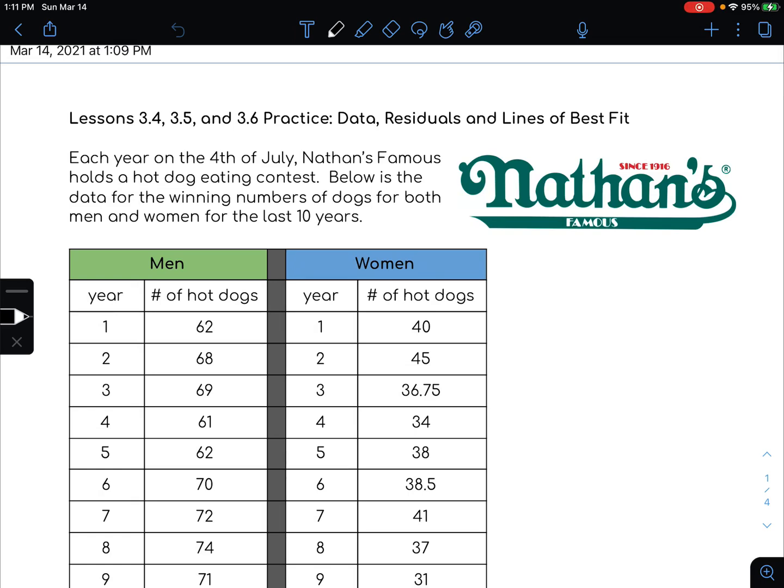Let's take a look at a review of the last few sections where we have entered data into Desmos to get scatterplots, looked at residuals and lines of best fit. I don't know if you guys have ever seen this televised, but each year on the 4th of July, Nathan's Famous Hot Dogs holds a hot dog eating contest, and below is the data for the winning numbers of hot dogs for both men and women for the last 10 years.